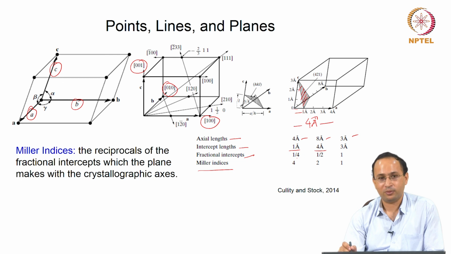Now, you have to get rid of these fractions. Also, you have to invert it. So, fractional is 1 by 4, 1 by 2, 1. Now, you invert it. So, it becomes 4 2 1.